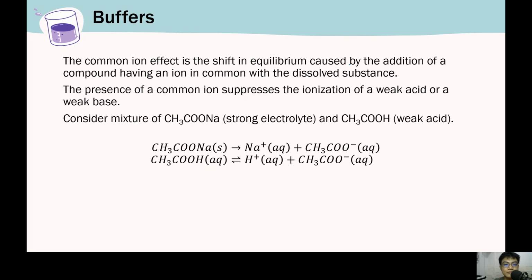Okay? So, let's consider the mixture of, let's say, sodium acetate and your acetic acid. So, your sodium acetate is an ionic compound. Okay? So, it forms sodium ion and acetate anion. For your acetic acid, it is a weak acid, so it partially dissociates to H plus and acetate ion. Okay?